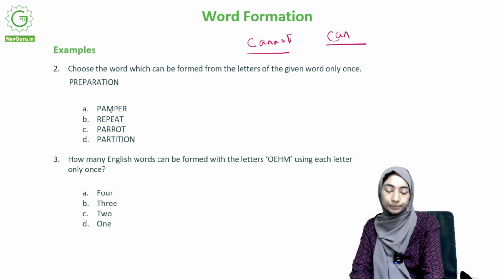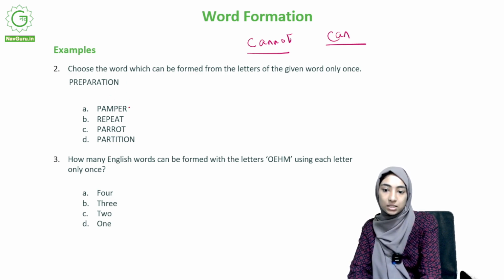Okay, so let us go one by one. Pamper. Pamper cannot be formed from preparation. Why? Because there is an M here. So not this. Repeat. Can repeat be formed using the letters only once? Yes. No, wait, no. Because here you only have one E, but in repeat you have two E's. So no, that's a no. Parrots. Can parrots be formed? Yes. So yes, parrot is the word.